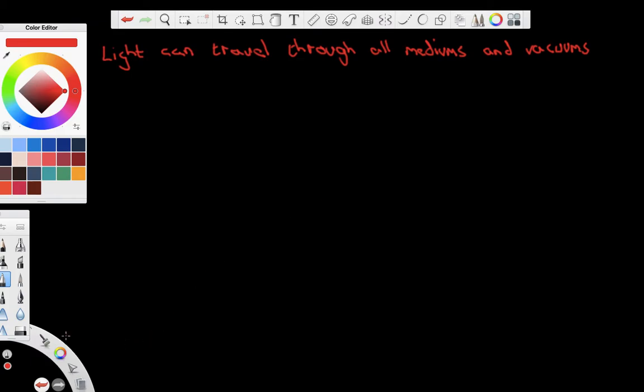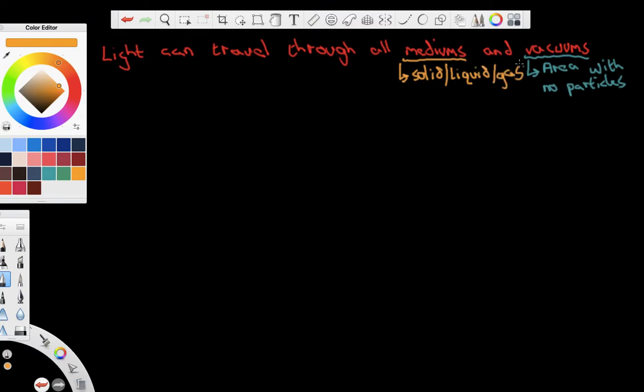Okay? So just to refresh your memory, I am going to add underneath there that a vacuum is an area with no particles, and a medium, we'll change our colour to one that sort of stands out, we'll go orange. A medium is such as a solid, liquid or gas. Okay?